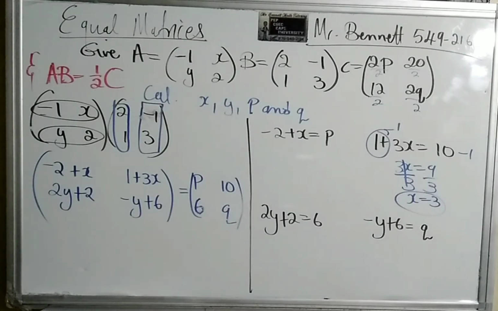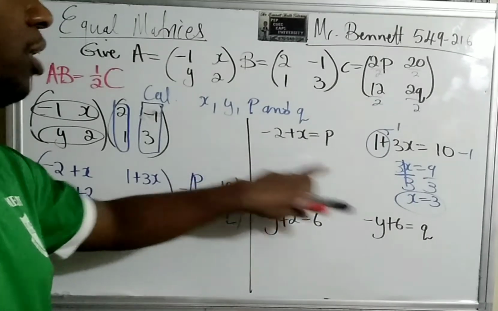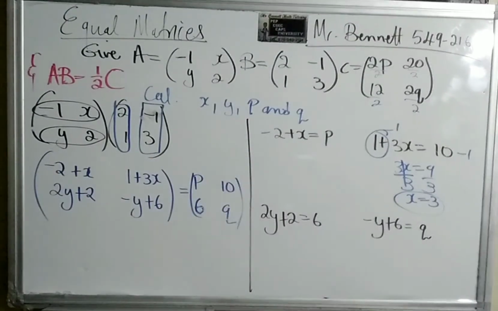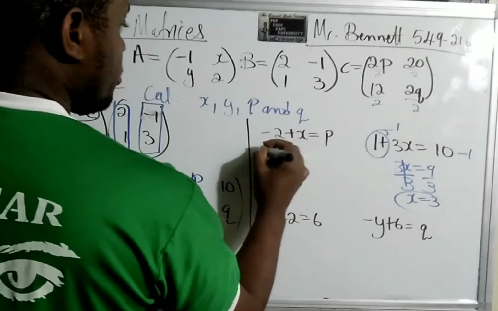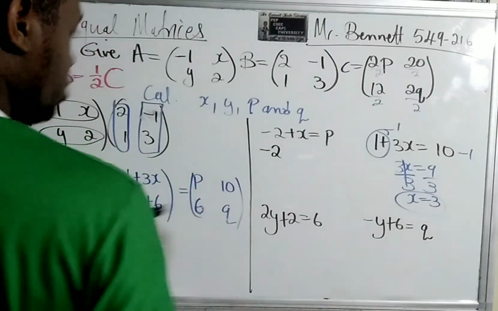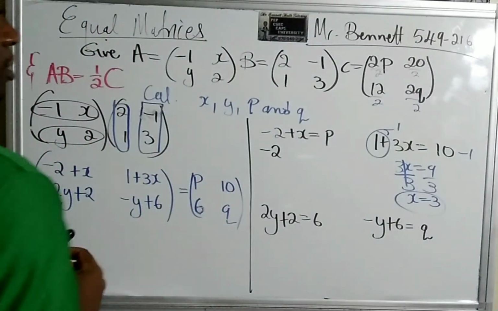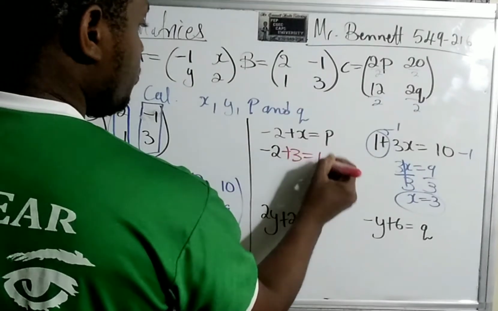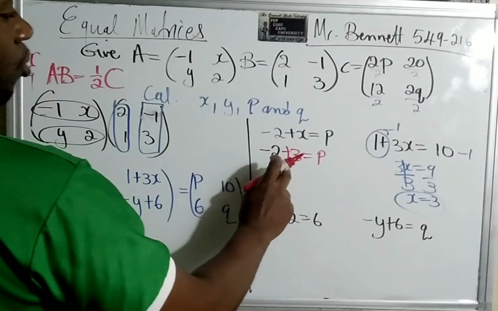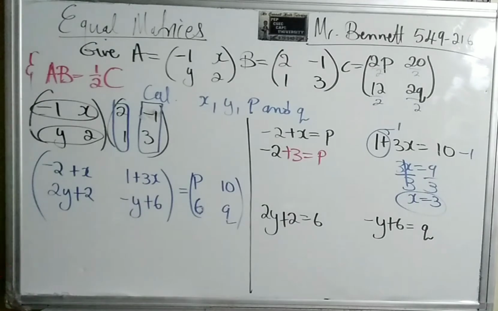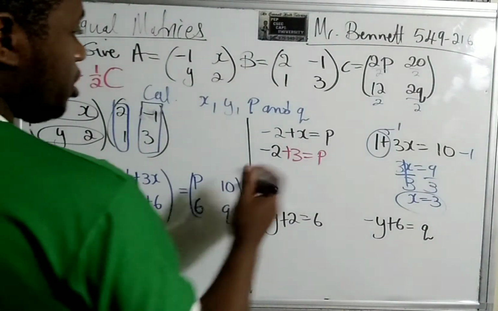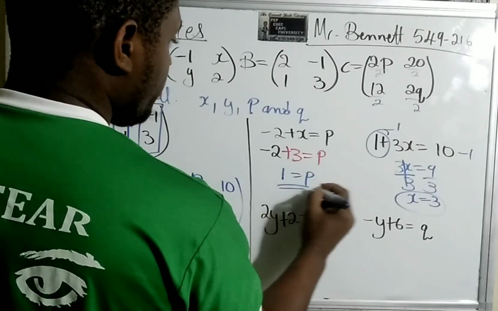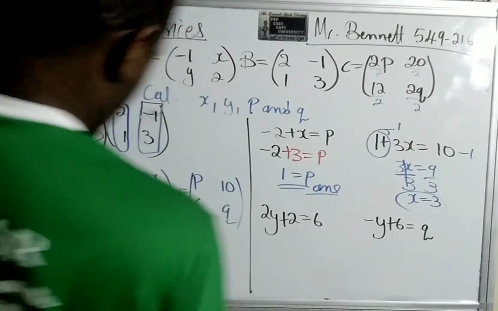Alright, so now we can actually find p because we know what x is. All we have to do is substitute x with its value, which is 3. So negative 2 plus 3 is equal to plus 1. And if you're just joining the channel, you seriously need to go back to that. So therefore p is 1.